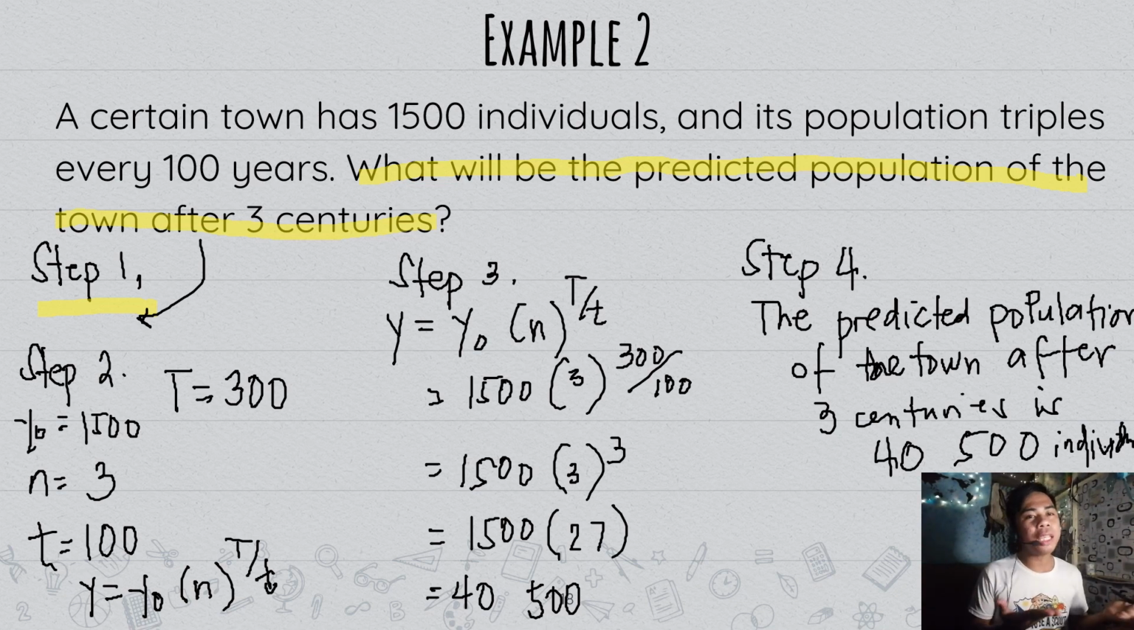So that is how we do it using Polya's 4-step rule on problem solving. And that ends up with our example in our population growth.